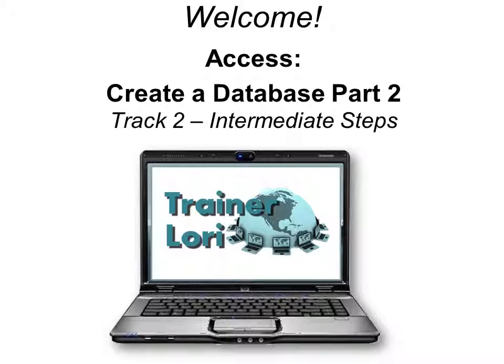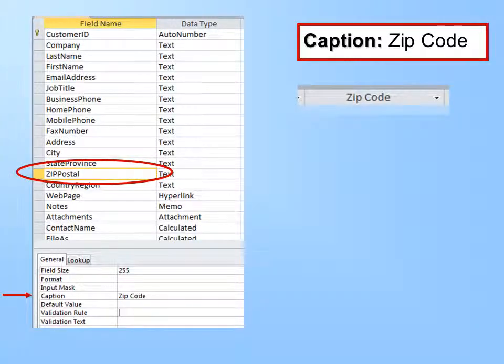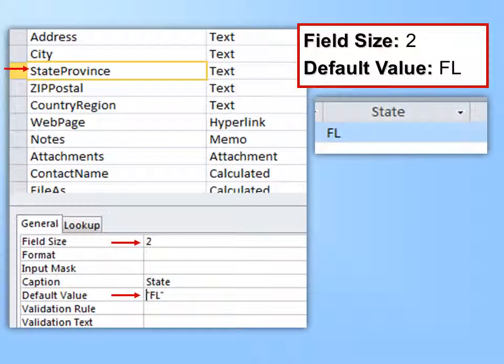I'm Trainer Lori. When you have time, go into Field Properties, a backdoor into code, and this helps prevent data entry error. So we open up our tables in Design View, right-click on it and choose Design View. The first one I would recommend is changing your caption so that you have spaces. You'll want to change your field size for something like state and province to 2, especially if you're only going to put a 2-letter abbreviation in.